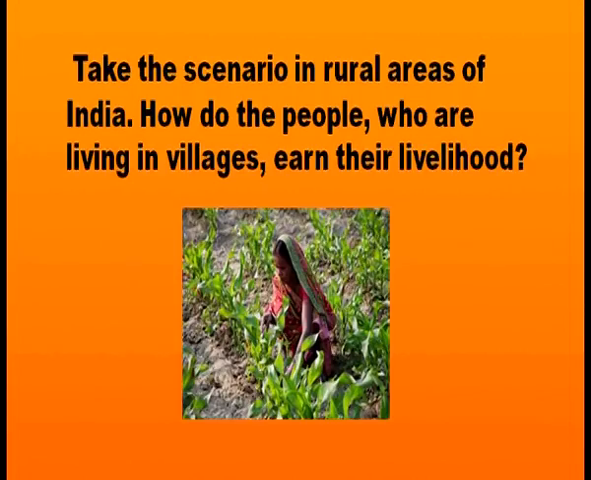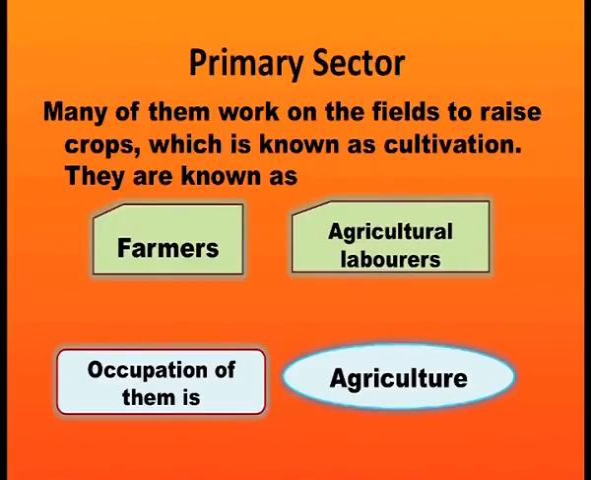Now we will learn one by one what are these sectors. You take the scene of rural areas in India. How do the people who are living in villages earn their livelihood? Have you ever thought about it? Most of them you can see working on the field. They are farmers. Many of them work on the field to raise crops, which is known as cultivation. They are known as farmers or agricultural laborers. That means their occupation is agriculture.